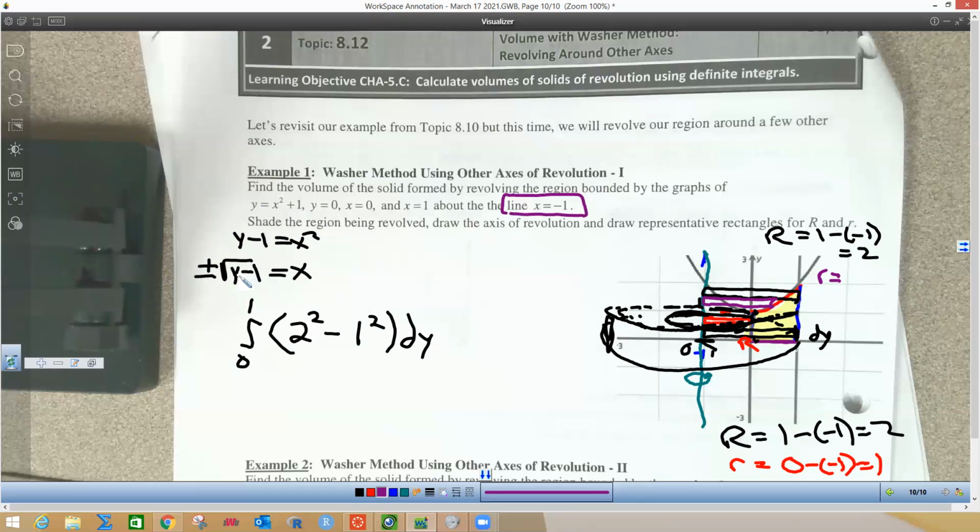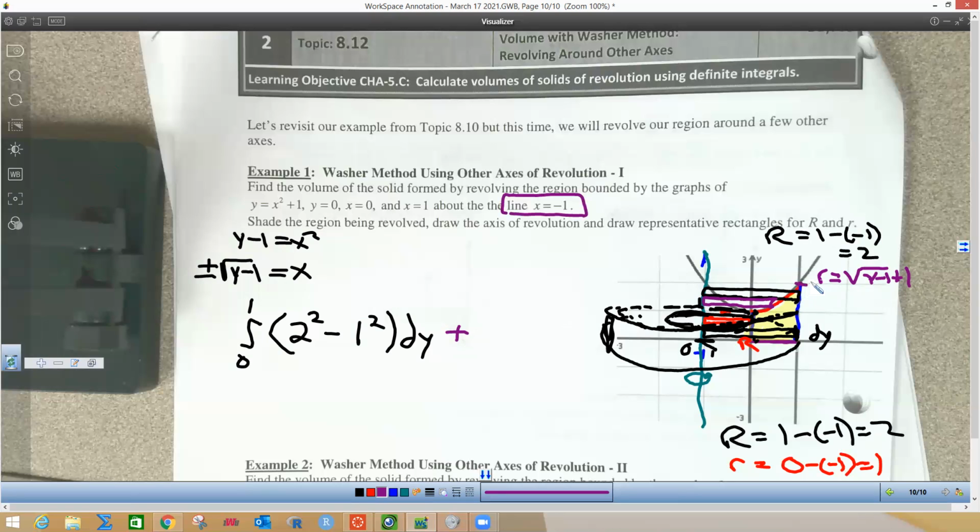So this is where this comes in, and since this is the right side of the parabola, we want the positive part because it's to the right. So this is going to be the square root of y minus 1 minus negative 1 again, which is plus 1. So then we're going to say plus. Now, we're taking this up here.